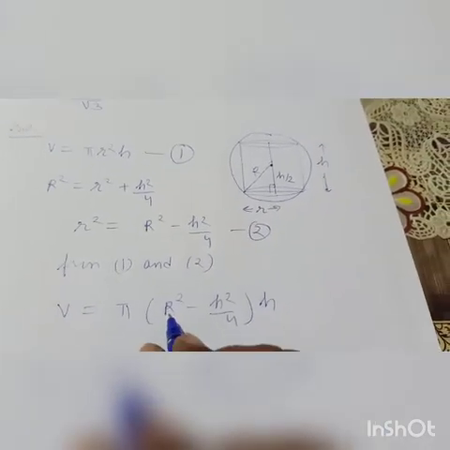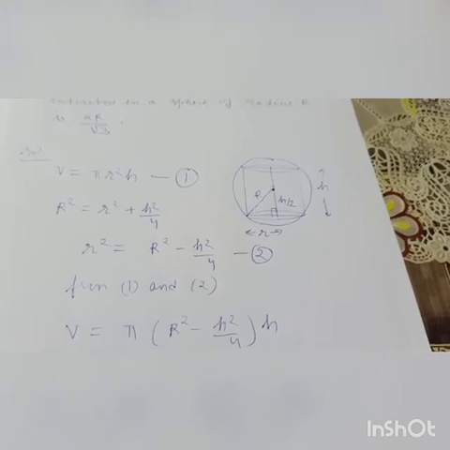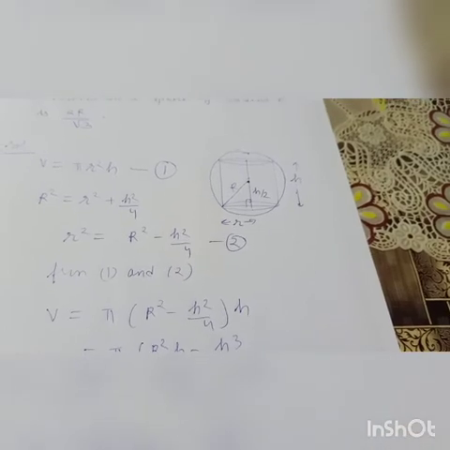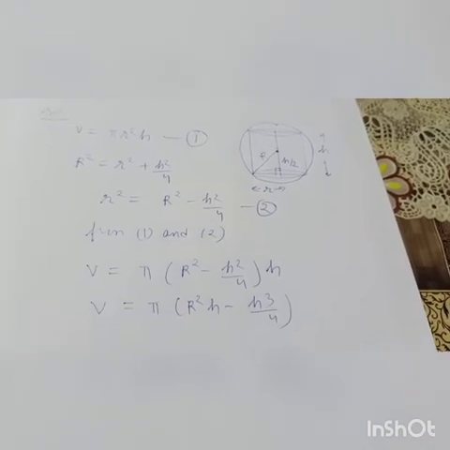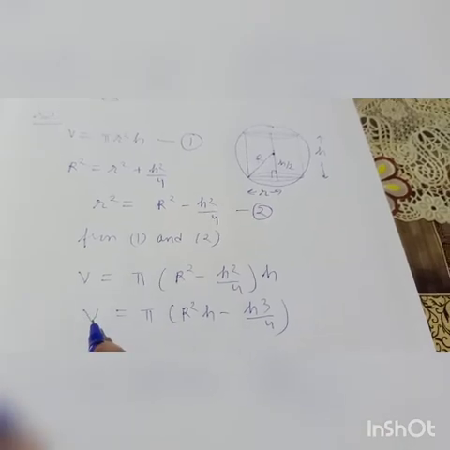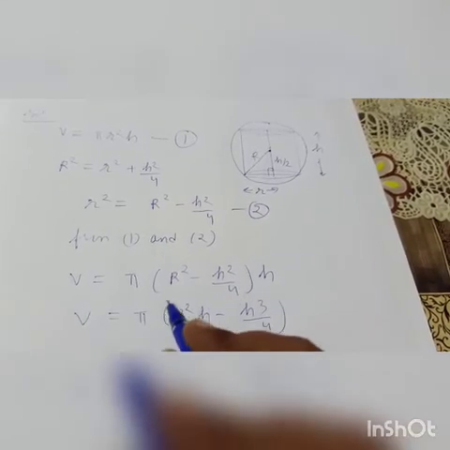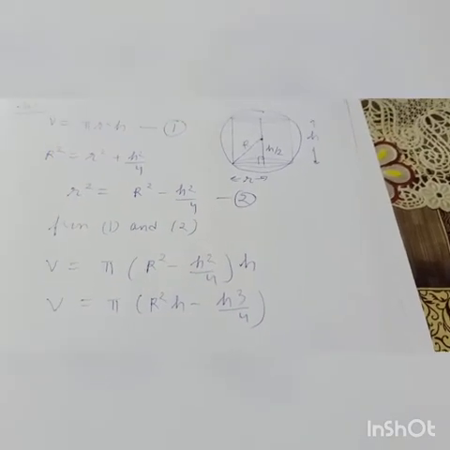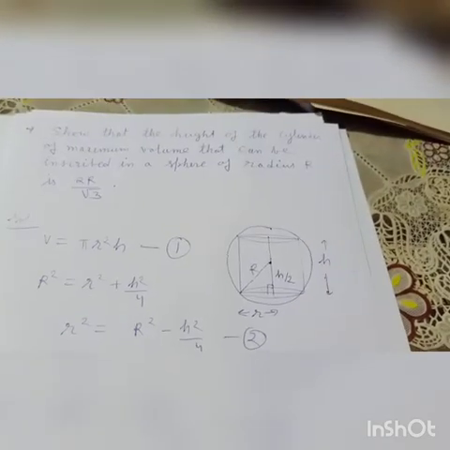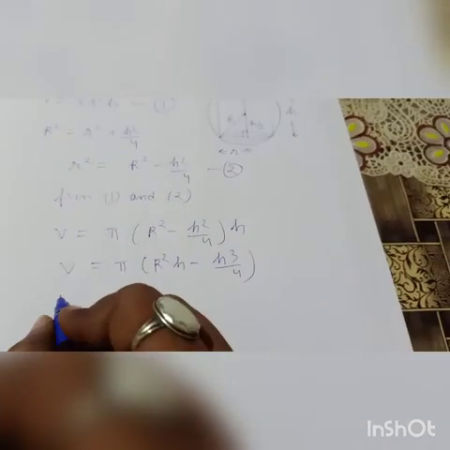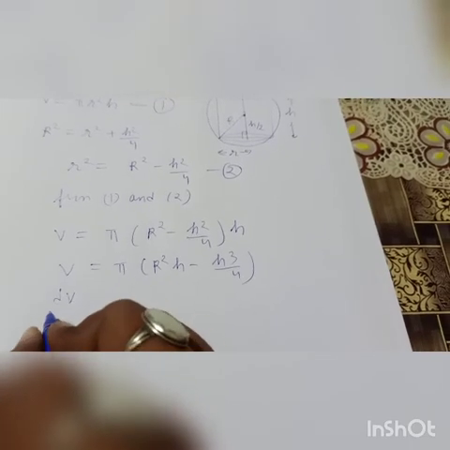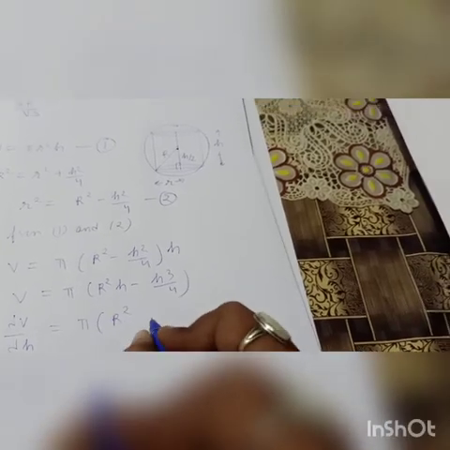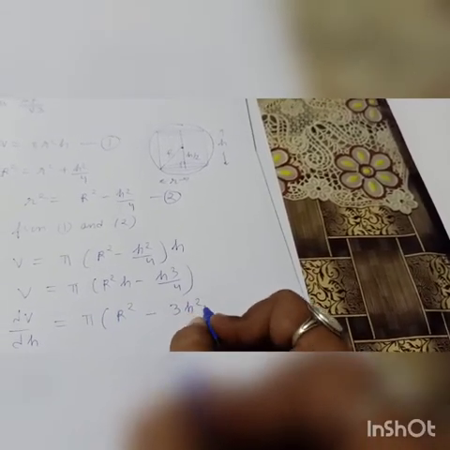Remember, capital R is constant, it is not a variable. Okay, so this is equal to pi R square h minus h cube by 4. So this is our function. This is in place of y, and this is our f of x, or you can say f of h. So we will use the second derivative test to prove that v is maximum when h equal to 2r by root 3. So first what we will do, we will find dv by dh. So dv by dh equals pi into R square minus 3h square by 4.